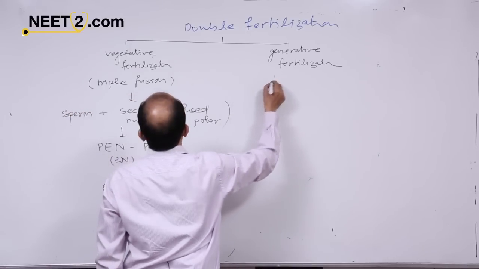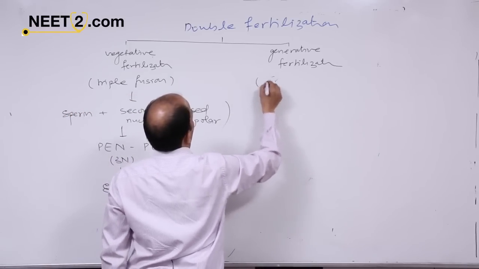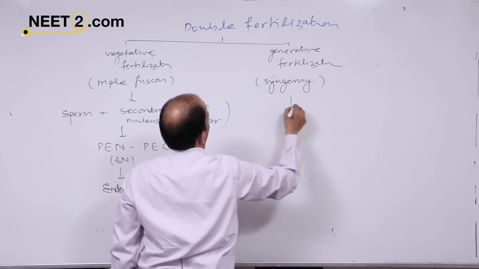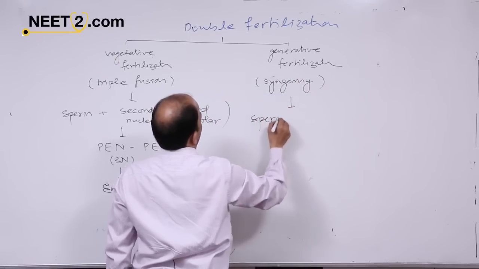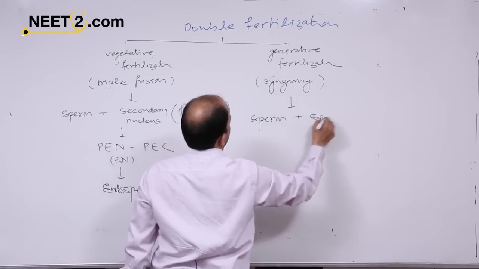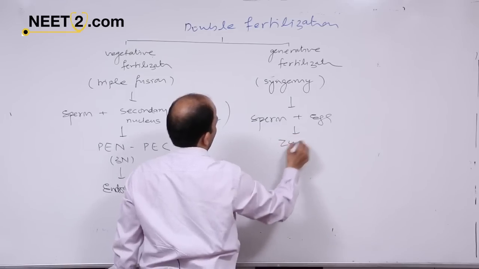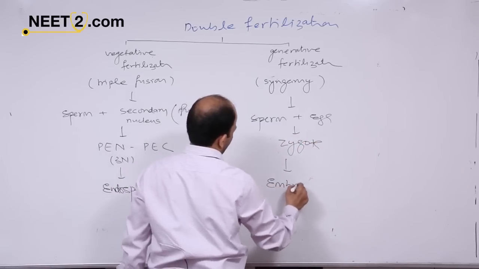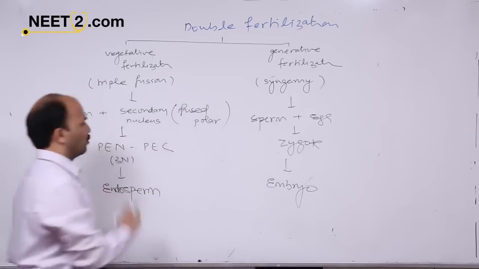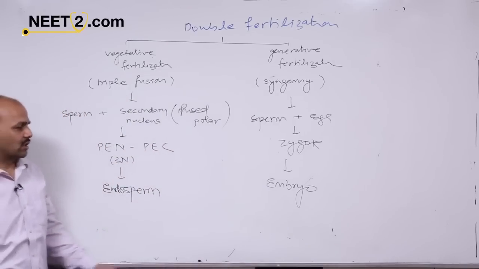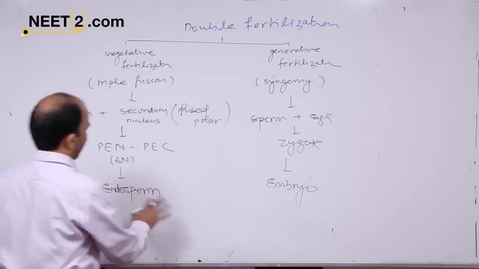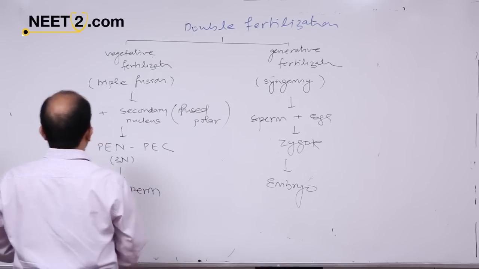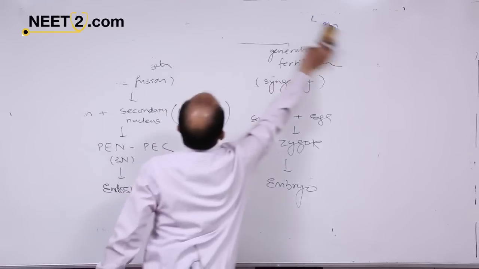जो जनरेटिव फर्टिलाइजेशन है that will be called syngamy. In case of syngamy you will find sperm nucleus fusion will occur with the egg nucleus and formation of zygote. Zygote will develop into embryo. चूँकि ट्रिपल फ्यूजन पहले हुआ था, न्यूट्रिटिव टिश्यू पहले बना होता, इसलिए embryo will get proper amount of nutrition for its development. Now come to the endosperm.